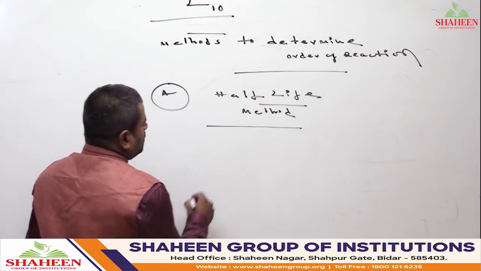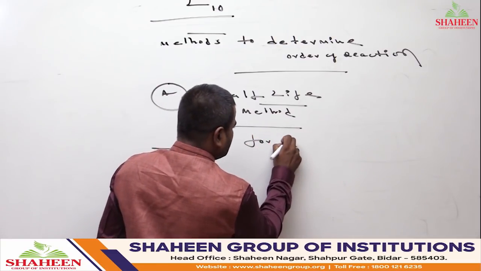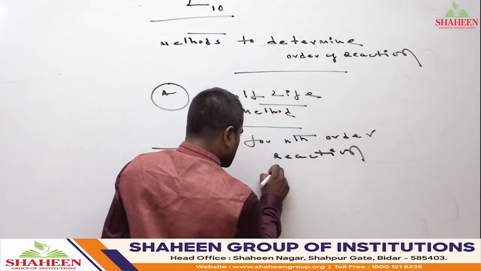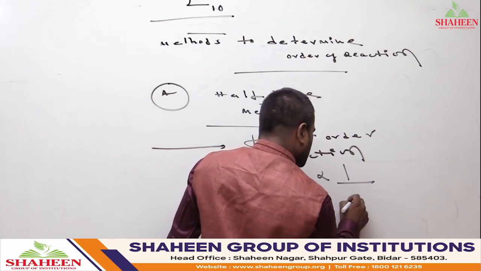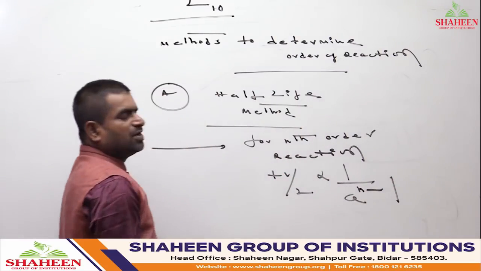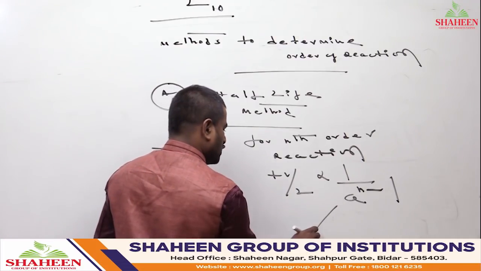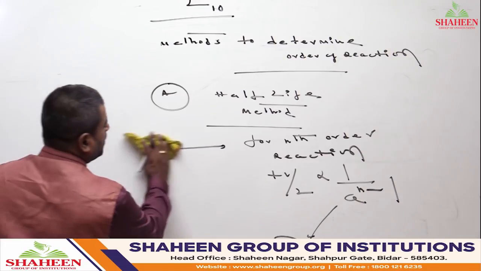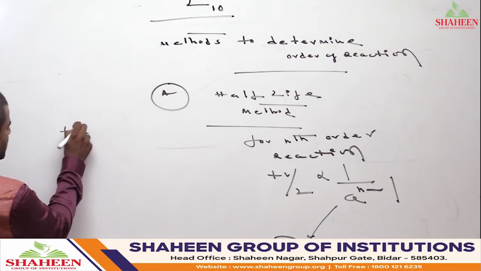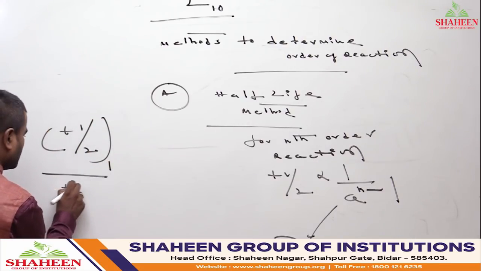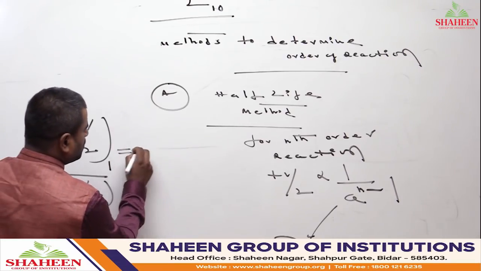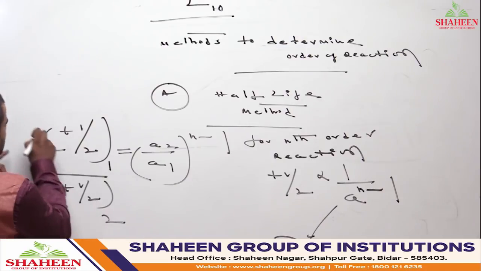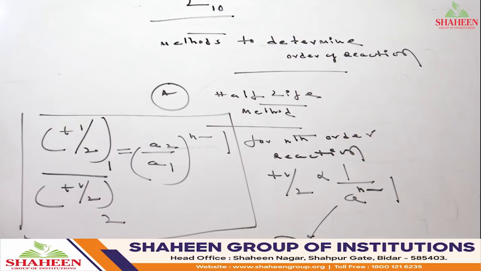Already given: for an nth order reaction, t half is inversely proportional to the initial concentration to the power n minus 1. Here a is the initial concentration of the reactant at time t equal to 0, also taken as C naught. Now I am applying this equation for two states. t1 divided by t2 equals (a2 by a1) to the power n minus 1. Here n is the order of reaction. By using this formula, we can find the n value.